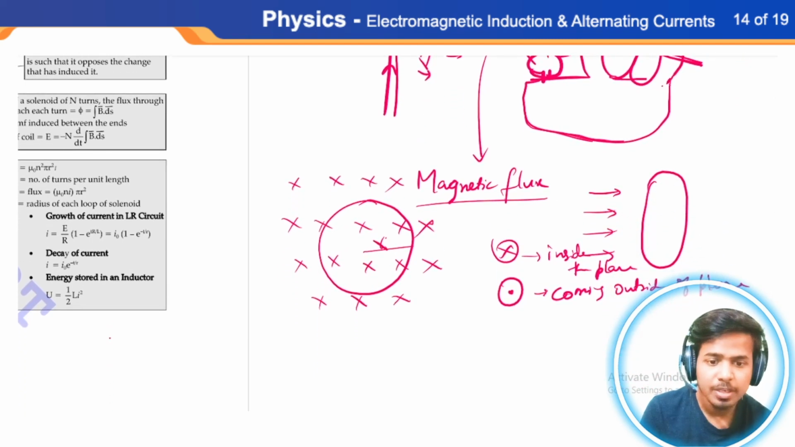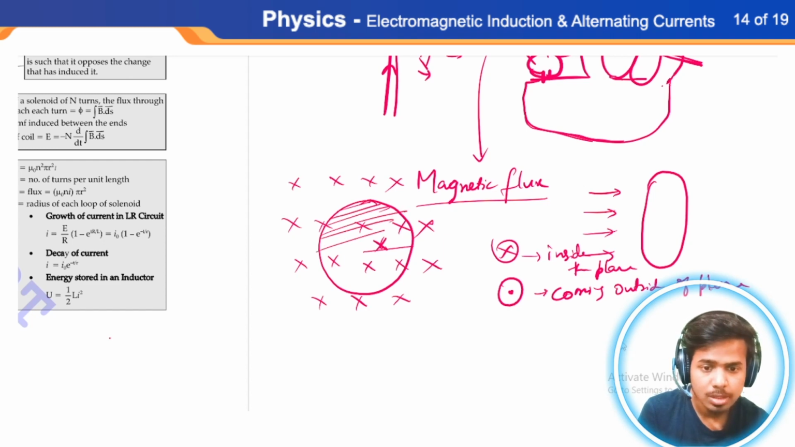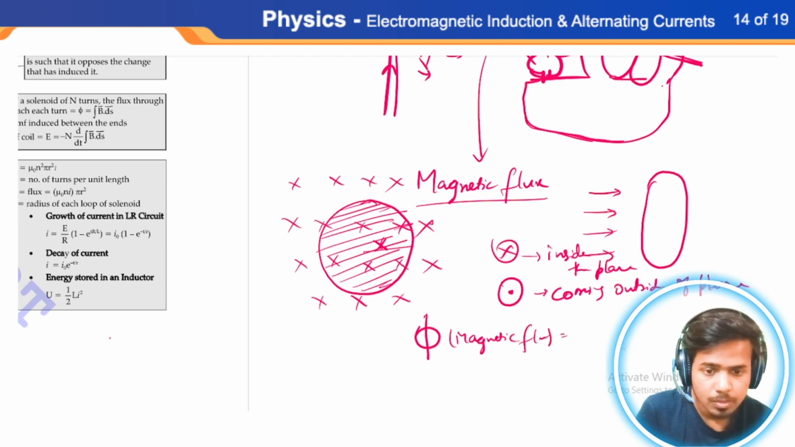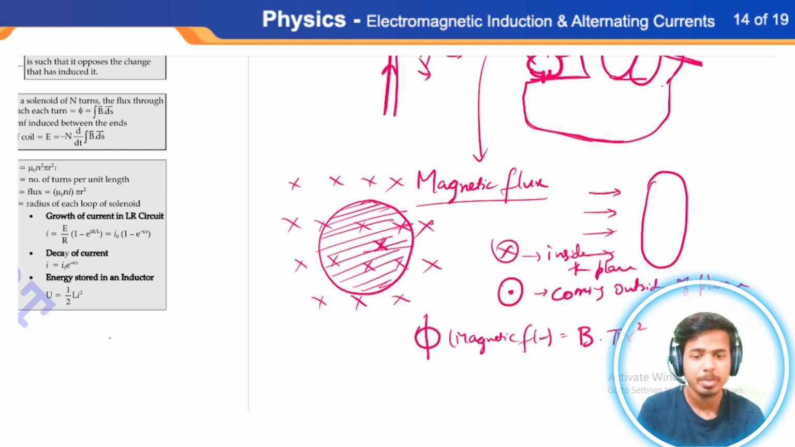So basically magnetic field is going inside, and while going inside it is crossing this much amount of area, right? So the magnetic flux in this case, represented by the symbol phi, magnetic flux is equal to the total magnetic field which is passing through it, a constant magnetic field, B, into the area itself, pi r square. This is going to be the magnetic flux.